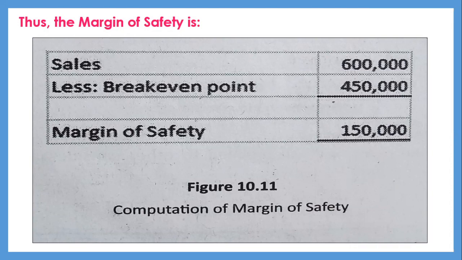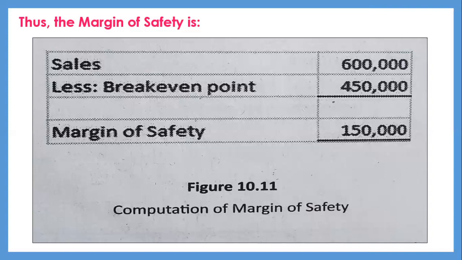150,000 pesos. Now, the computation in figure 10.11 shows that the company can only reduce its sales up to a maximum of 150,000 pesos. Otherwise, losses will occur, and therefore, the manager of a business should be able to minimize the reduction of sales within the margin of safety.